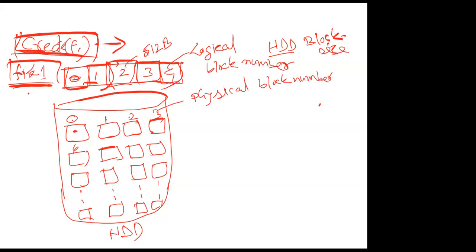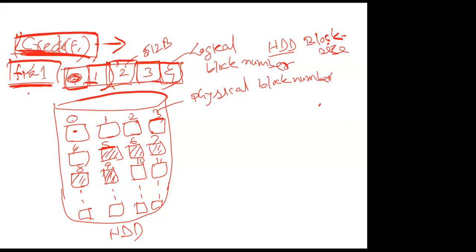Block number. Let me write some numbers: 5, 6, 7, 8, 9, 10, 11, and so on. Now, next step, what will the create function actually do? The create function will store this file inside this hard disk. Let's say it stores block 0 in block number 5, and 1 is here, then 2, then 3, and then 4.